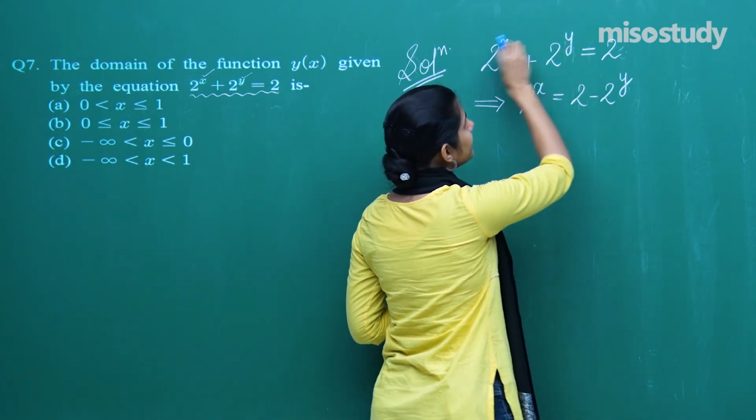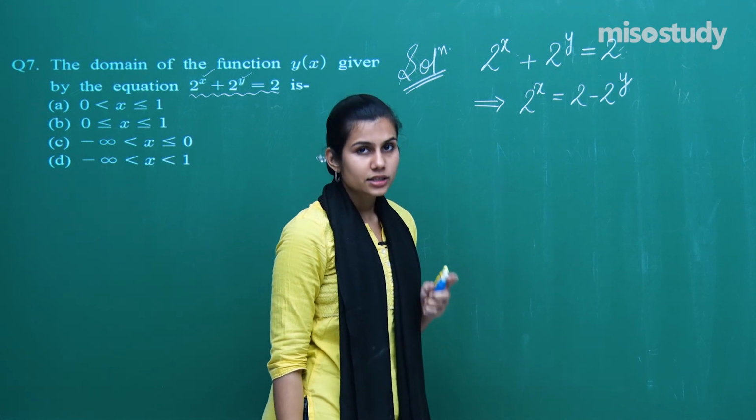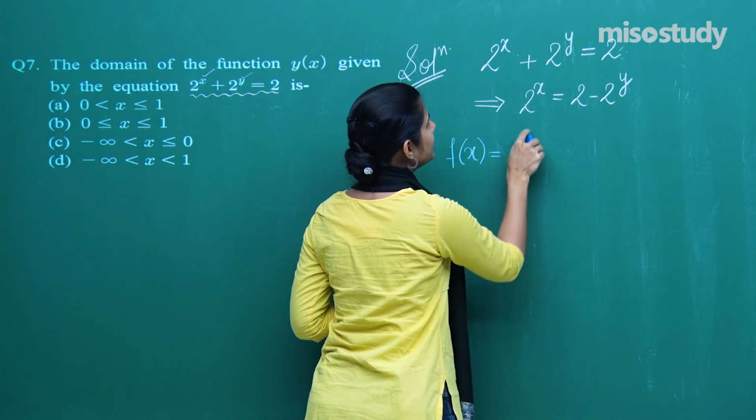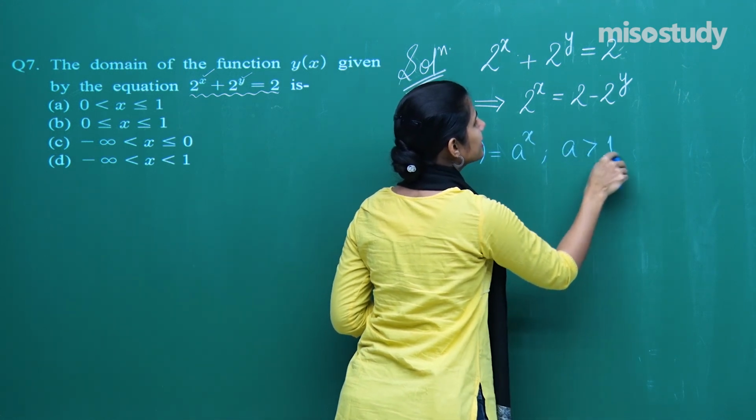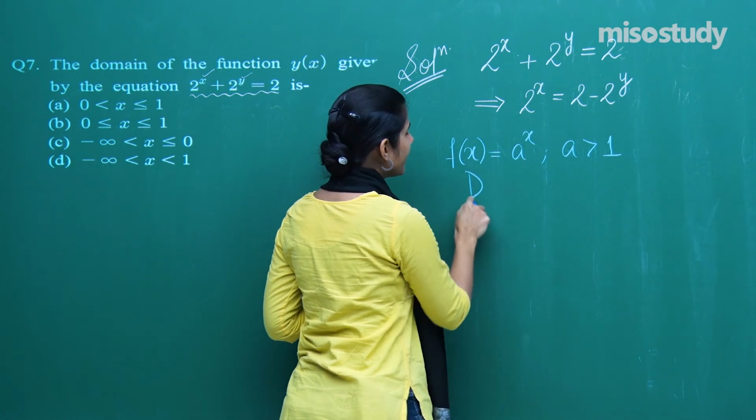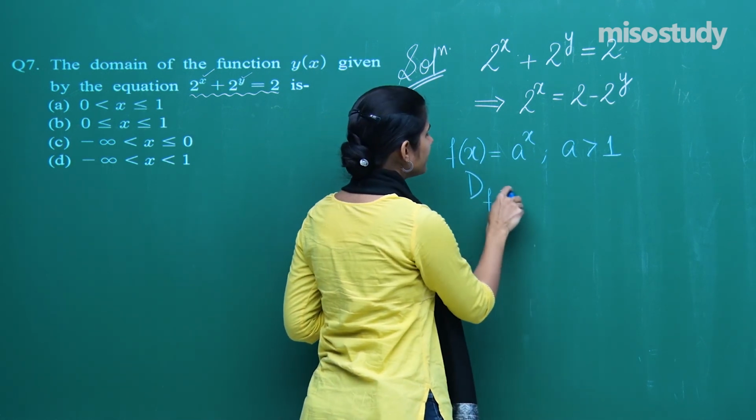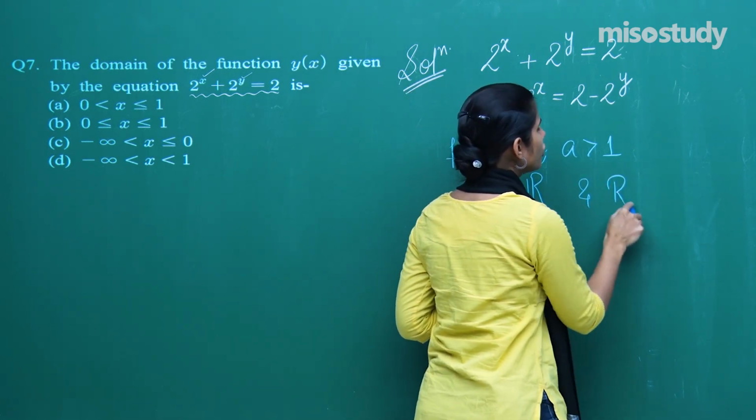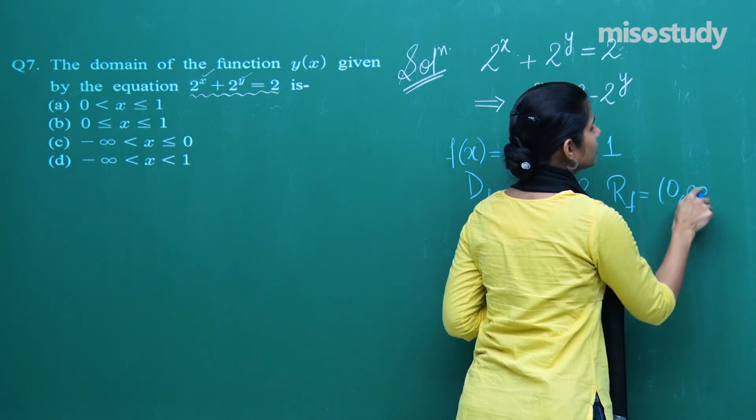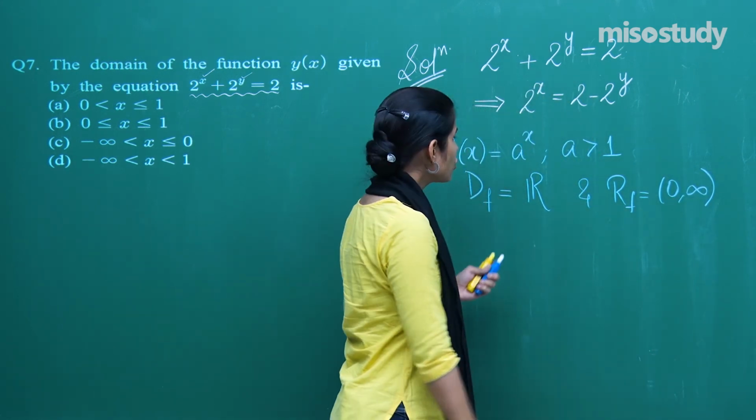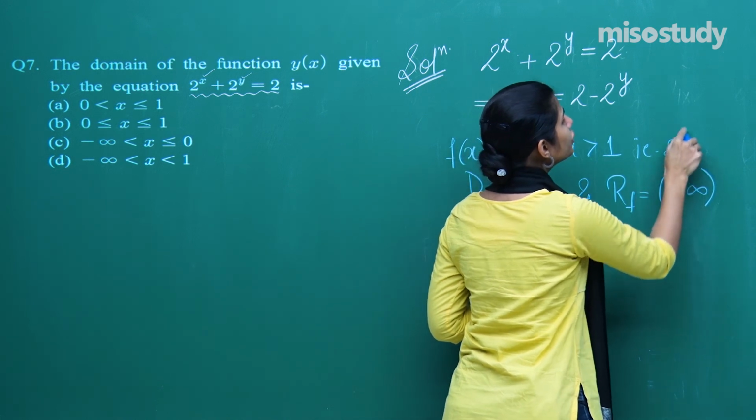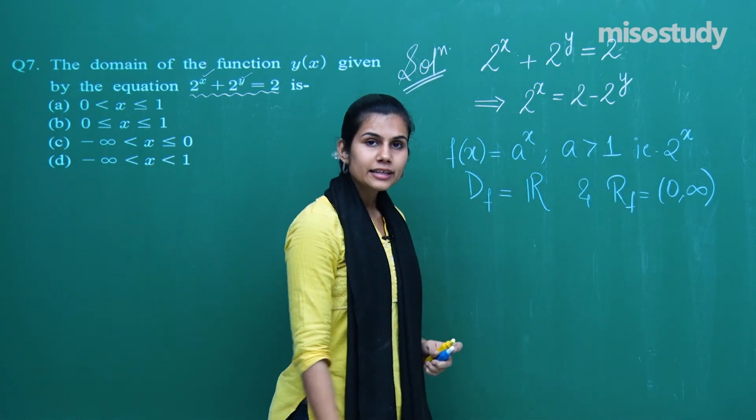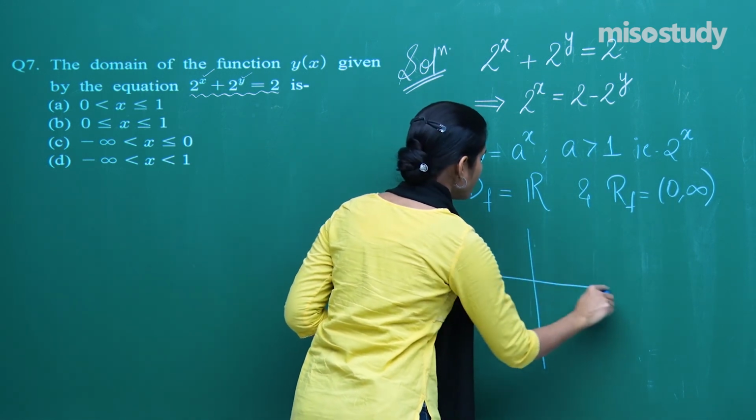Now, if you remember, they are nothing but exponential terms. You know that if I have f(x) equals a to the power x, where a is greater than 1, then the domain of this function is nothing but the collection of all reals, and the range of this function is this. So over here we have 2 to the power x, instead of a there is 2, and it is greater than 1.